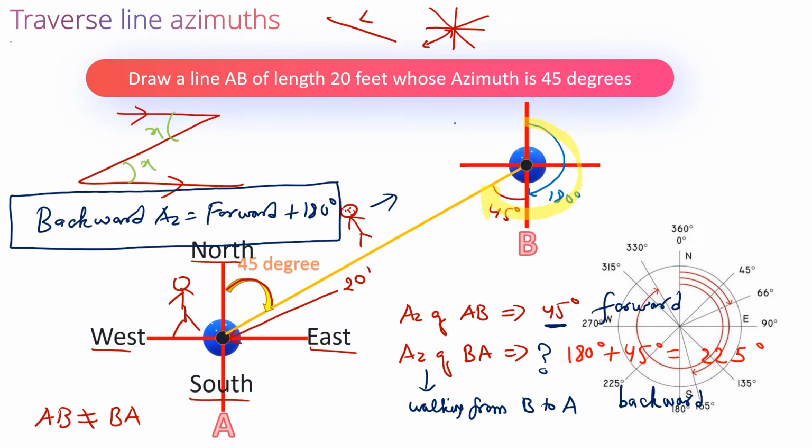So the forward azimuth means that you are walking from A to B, right? And the backward means that you are walking backward from B to A. So this is the concept of the azimuths of a traverse line.